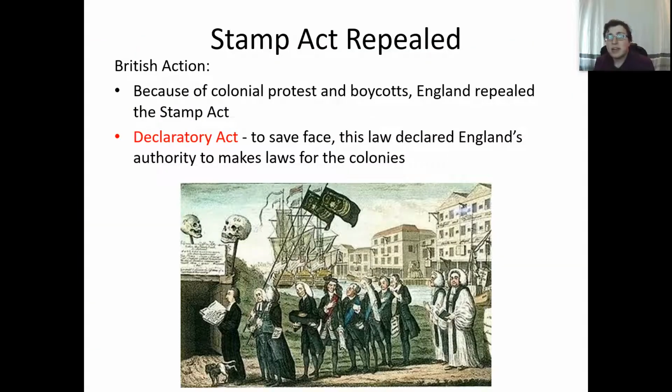But in all, we would end up having this one act be repealed. The Stamp Act would go away because of tension, boycotts, and protests, but England would put in its place what's known as the Declaratory Acts, which would say that England's authority in the colonies was total and that they have the ability to make laws. They will use this Declaratory Act leading into the next two rounds in the eventual American Revolution.